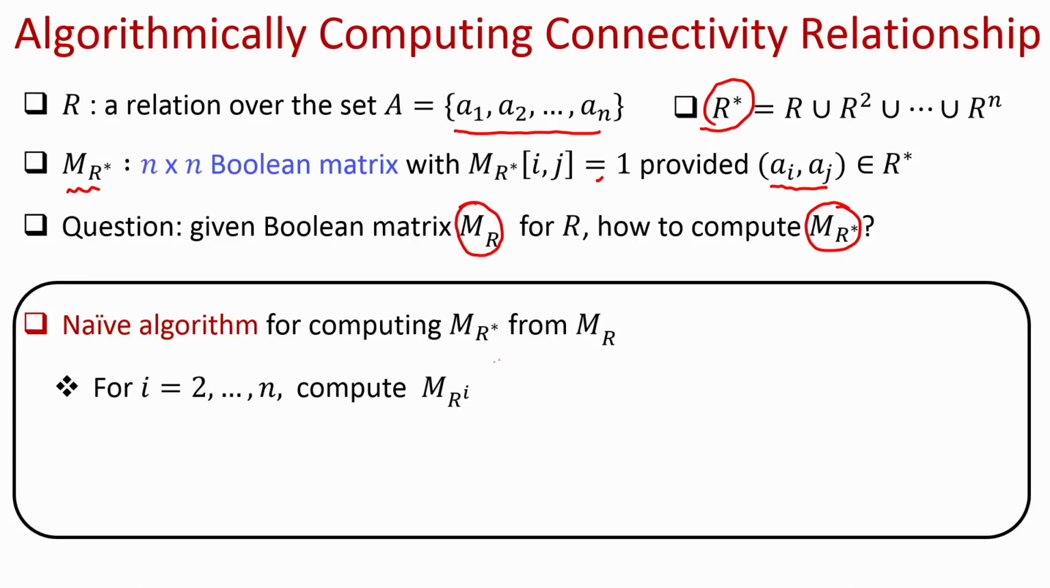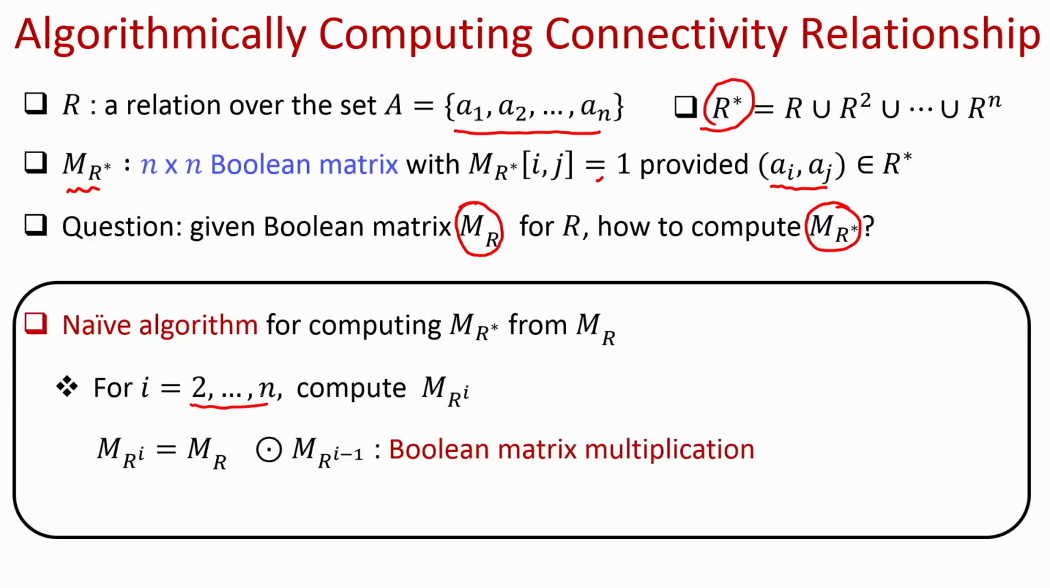We compute the matrix for different powers of relation R. So, we are already given the matrix for the relation R, so we do not need to compute that. That is why for i equal to 2 to n we compute the matrix for the next powers of R, and this we can compute by performing a Boolean matrix multiplication operation, which I will discuss very soon.